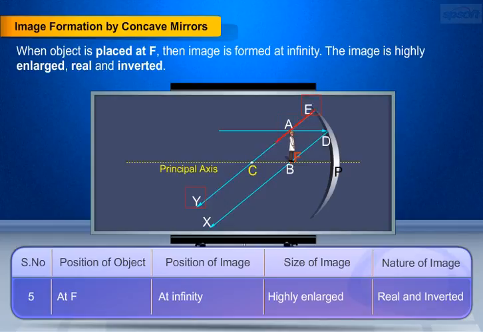We find that the reflected rays DX and EY are parallel to each other. These parallel rays will meet at a far distance to form an image at infinity, and that's why we cannot see the image in the figure. So when the object is placed at principal focus F, the image is formed at infinity. The image formed is highly enlarged in size, real and inverted.